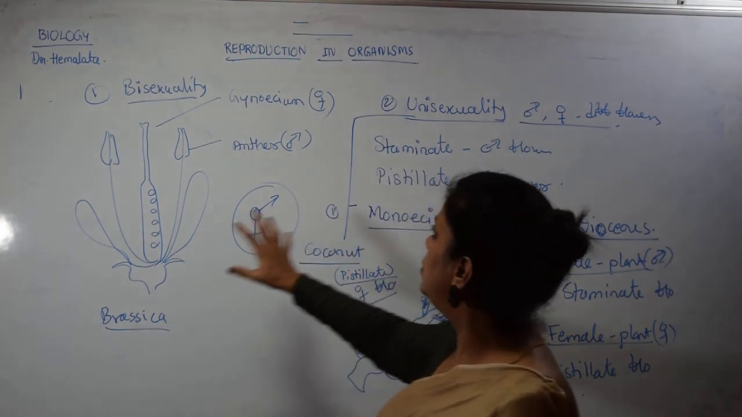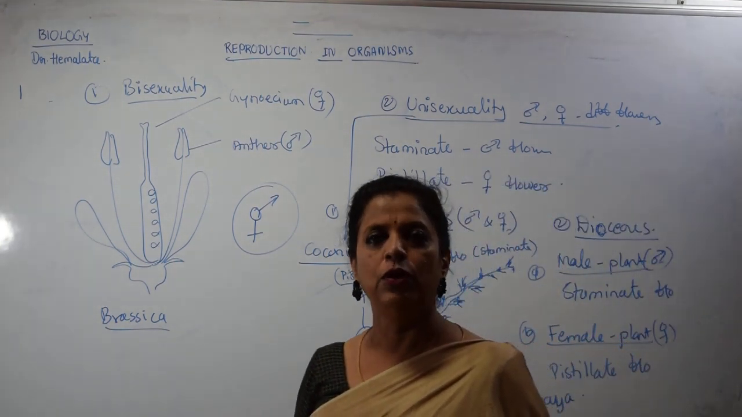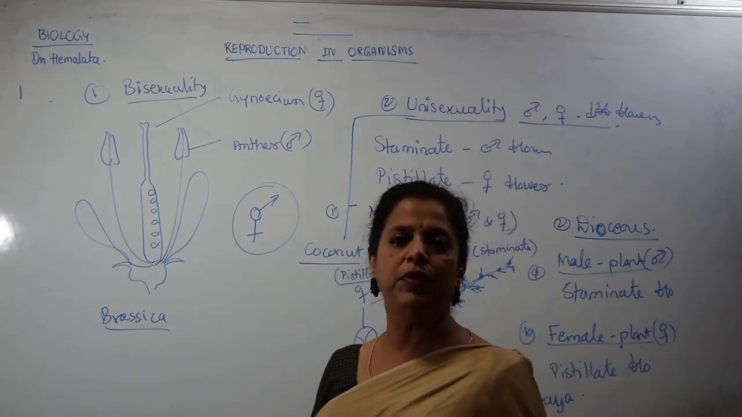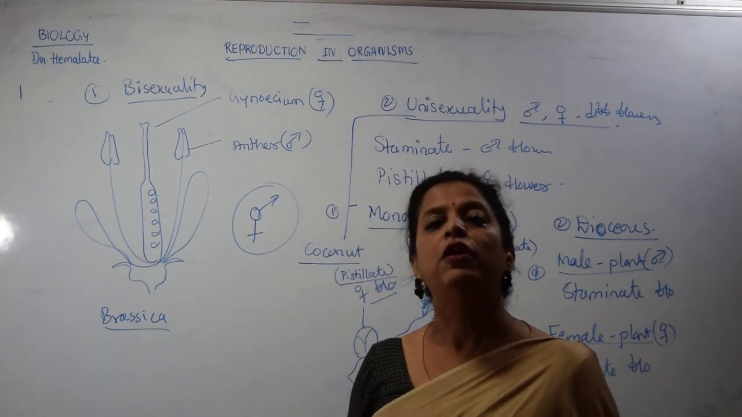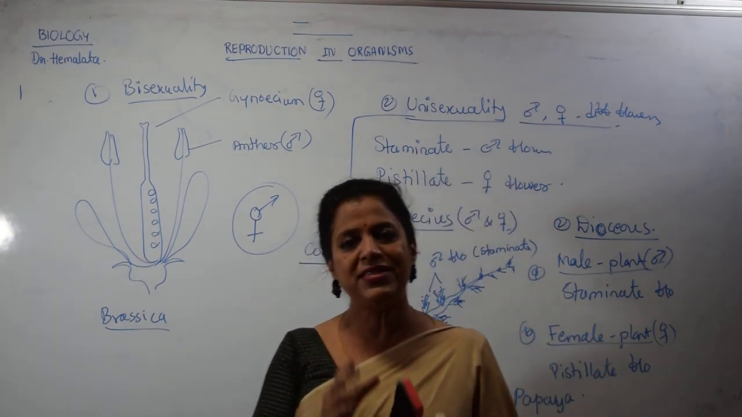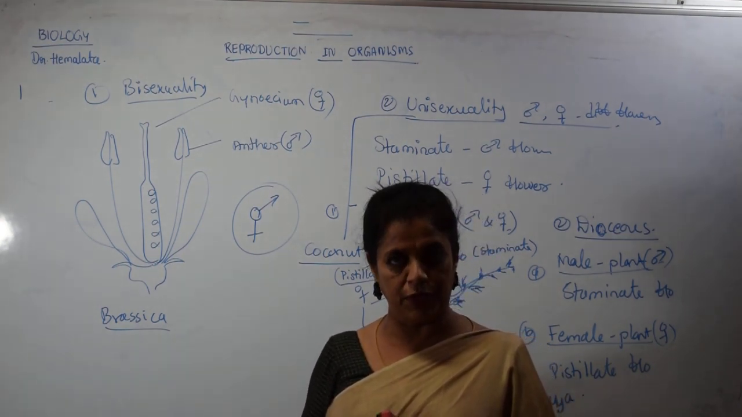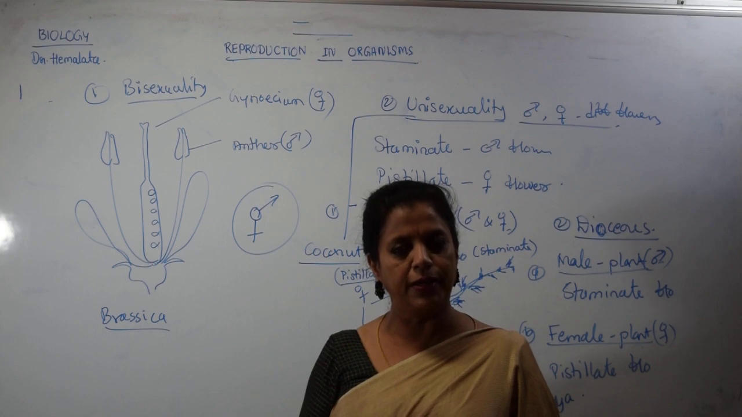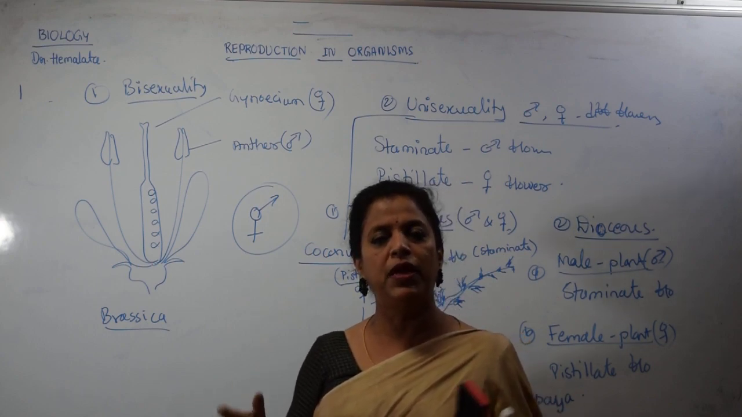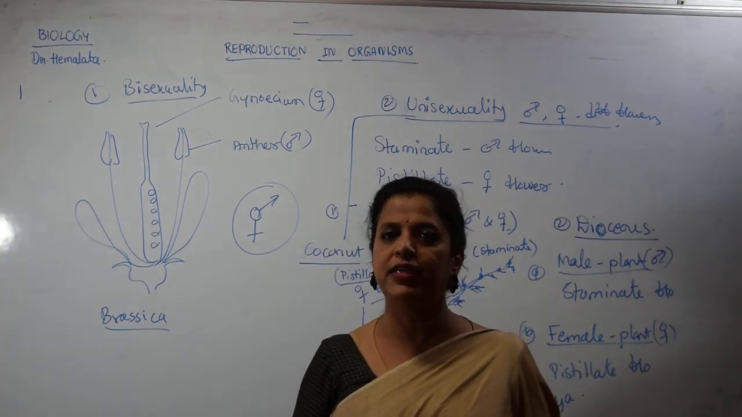Did you get this? This is about bisexuality and unisexuality. There should not be any confusion. Most of the time, you ask what is unisexuality. In unisexuality, the male and female are different. If they are found on the same plant, with male flowers in one position and female flowers in a different position, it is a monoecious character. If the staminate flowers and pistillate flowers, or male and female flowers, grow on different plants, it is a dioecious character. An example is papaya.